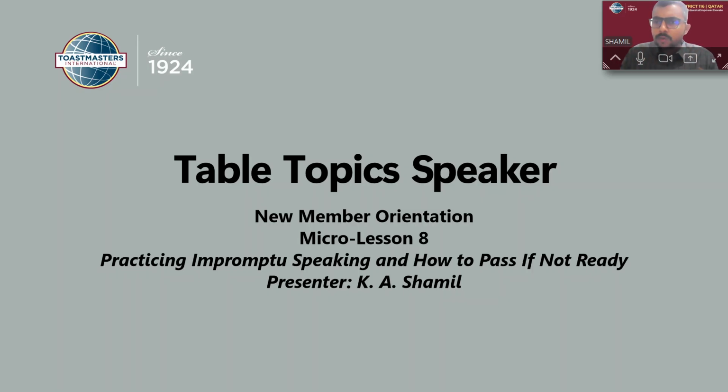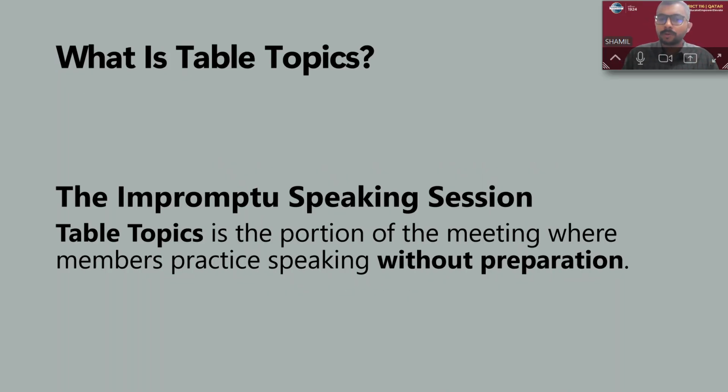First of all, we want to know what table topics is all about. Table topics is a unique word found only in Toastmasters International. To define it simply in one word, table topics is impromptu speaking. It is a portion of the meeting where members practice speaking without any preparation. They will be called out randomly and given a topic on the spot, and the speakers need to speak for a short duration of time. This is what an impromptu speaking session, or table topics, is all about.